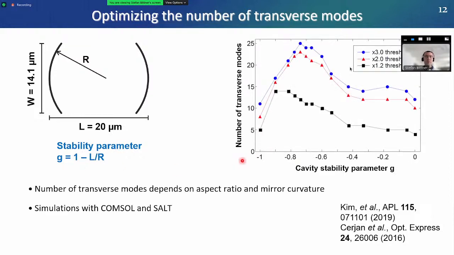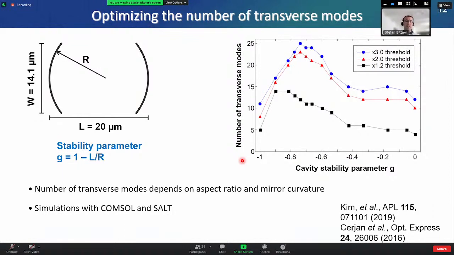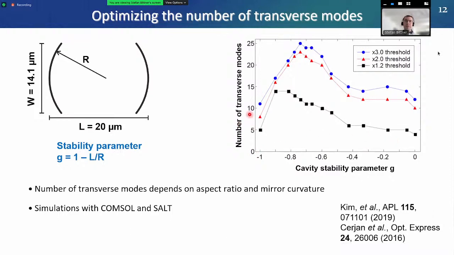Here you see the results of COMSOL simulations coupled with SALT, so-called steady-state ab initio lasing theory, which allows us to take into account the spatial hole burning and mode competition effects in the laser. The graph here shows the number of transverse lasing modes as a function of the cavity stability parameter g. And for an operation of 2 or 3 times above the threshold, we find a maximum at g equal to minus 0.74, which is the so-called near concentric cavities. So here we find up to 25 modes, but when we increase the cavity to a few hundred micrometers, we should have several hundred transverse modes in effect.